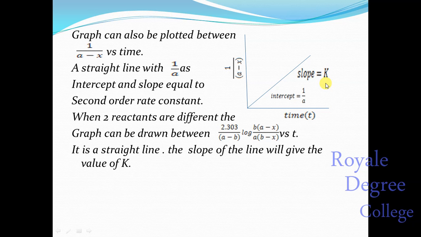When two reactants are different, the graph can be drawn between 2.303 by a minus b log b into a minus x by a into b minus x versus time. It is a straight line. The slope of the line will give the value of k.